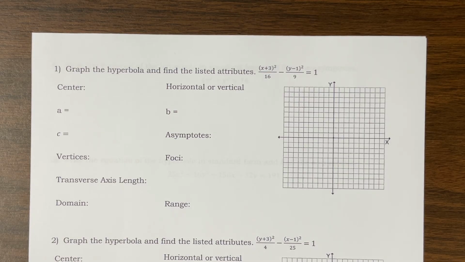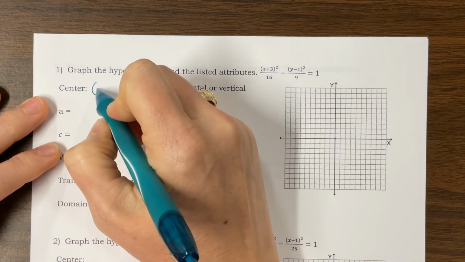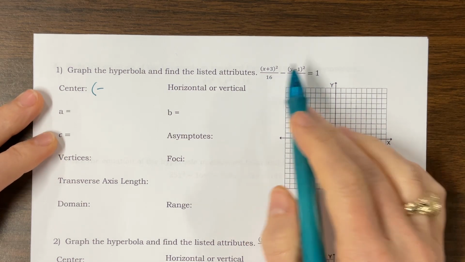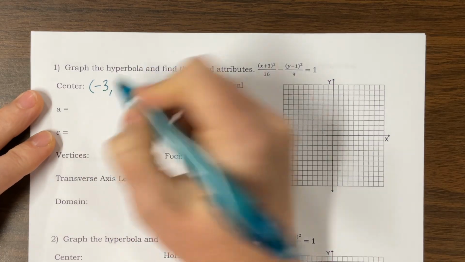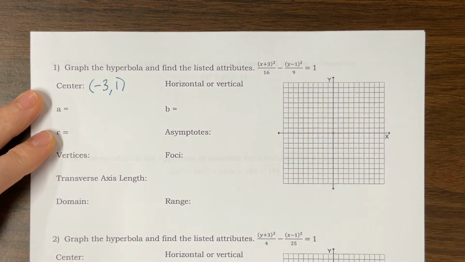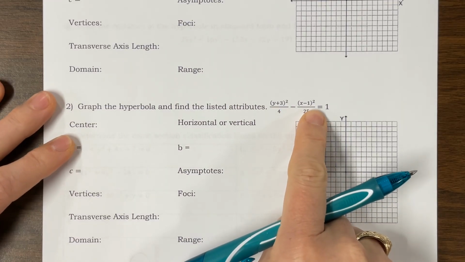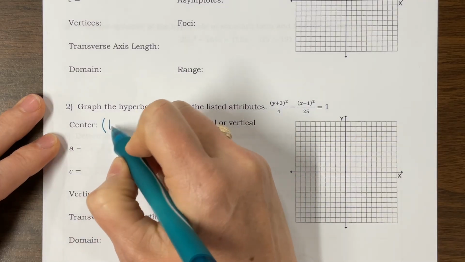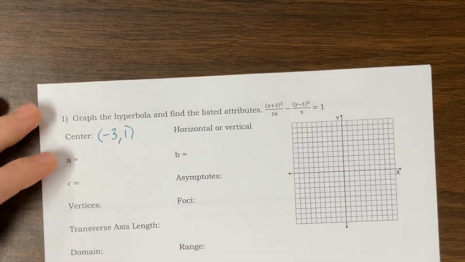I'm so sorry. Our center is going to be (h, k), so the x value goes first. Be careful that you don't just do first and then second. You want to make sure you're getting the x to go first and then the y. So if I said negative 3, positive 1, that would be wrong, because my center is going to be the x component and then the y component. So it would be 1, negative 3. We'll do that one in a second though.